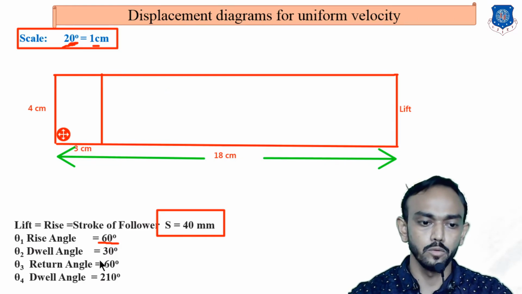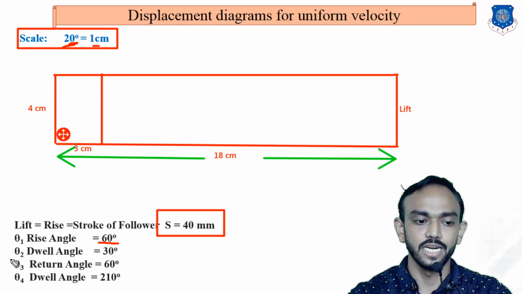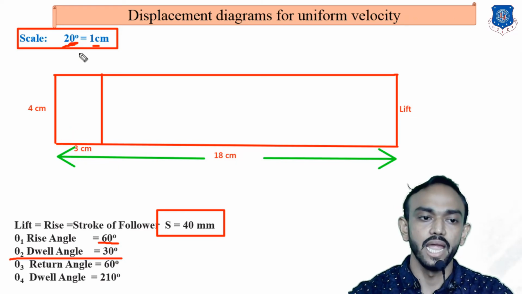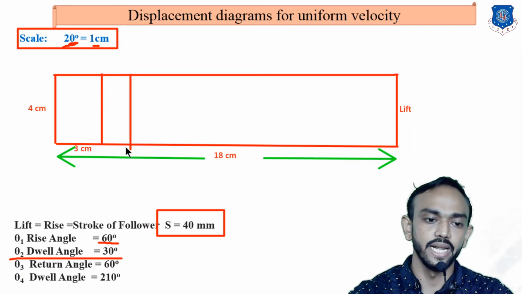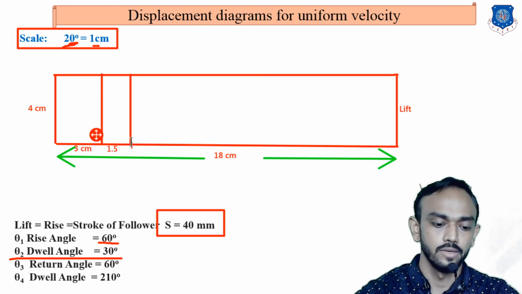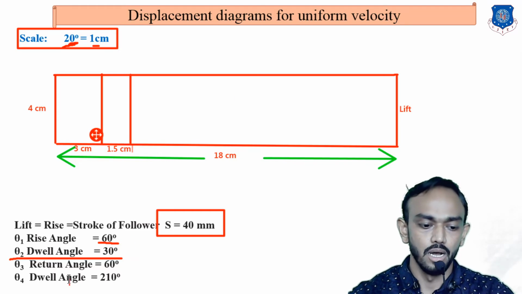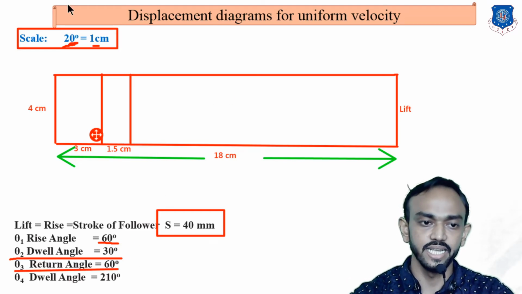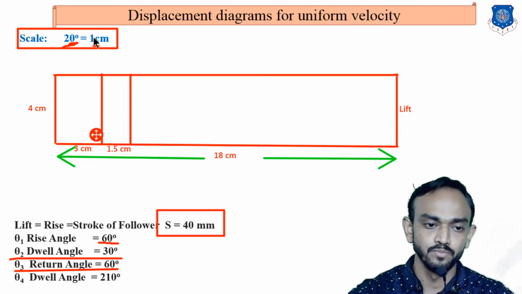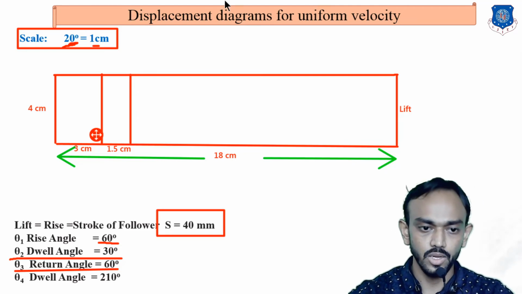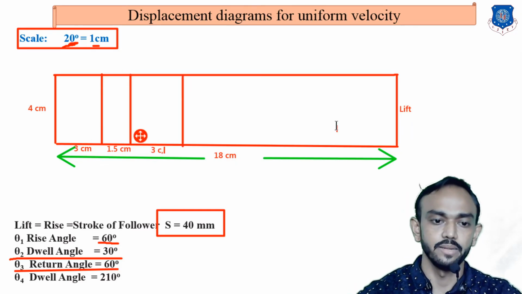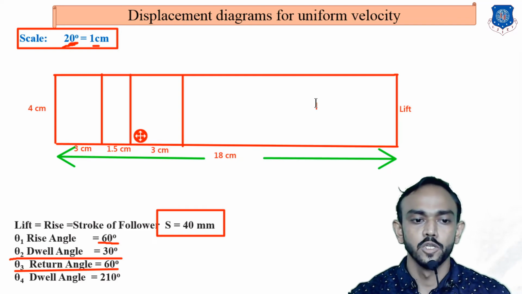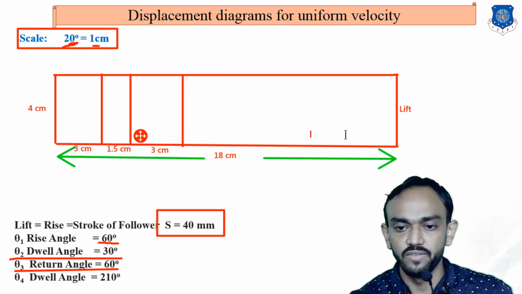After that I am going to the second part. You can see theta 2 is equal to 30 degrees and our scale is 20 degrees equal to 1 centimeter, so the second part will be 1.5 centimeters. Our third angle is 60 degrees, scale is 20 degrees equal to 1 centimeter, so that will again be 3 centimeters. After that, all the remaining will be dwell.